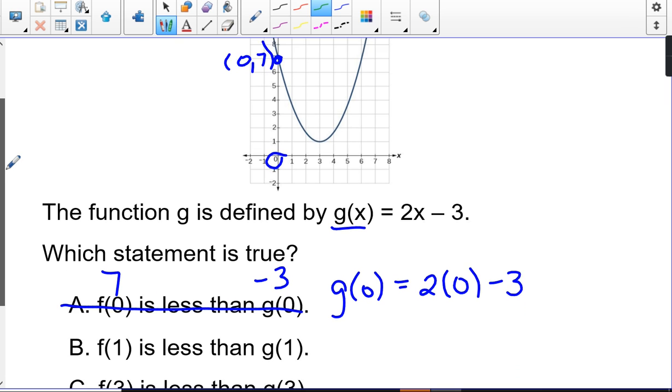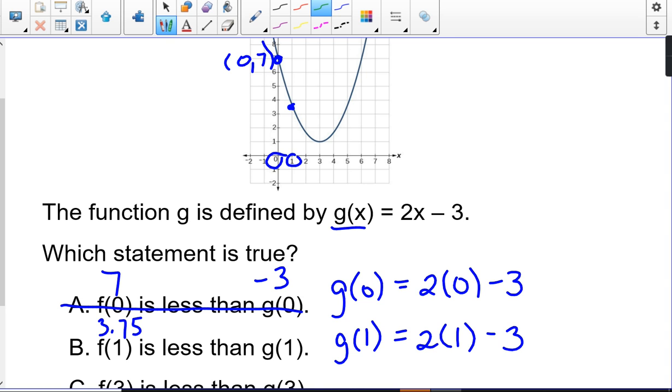f of 1 is less than g of 1. So I'm looking at an input of 1, and that gives me an output right here, somewhere in between 3 and 4. My students estimated about 3.75. Okay, for f of 1. And we're looking at g of 1. So we're putting 1 into the equation. And we get 2 times 1, which is 2, minus 3, and that is negative 1. So now it says 3 3/4 is less than negative 1. Still not true. Cross it out.